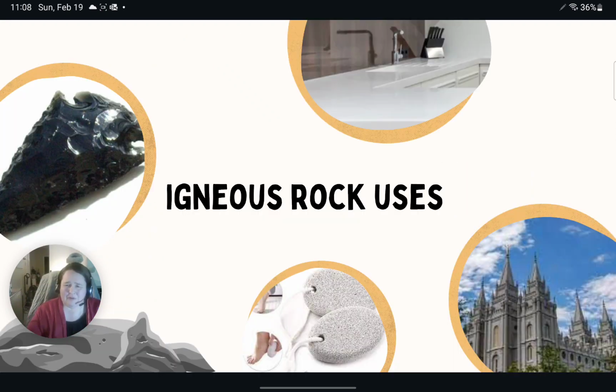Igneous rocks are so beautiful. They're also very useful. We use them in countertops and building materials. We use them for cosmetics, like the pumice stones down here on the bottom. And in the past, they even used them to make arrowheads for hunting.